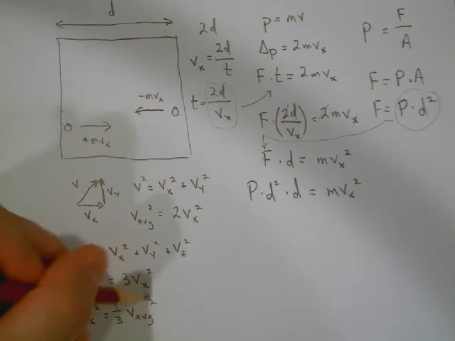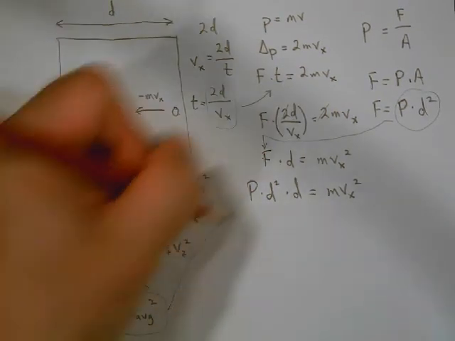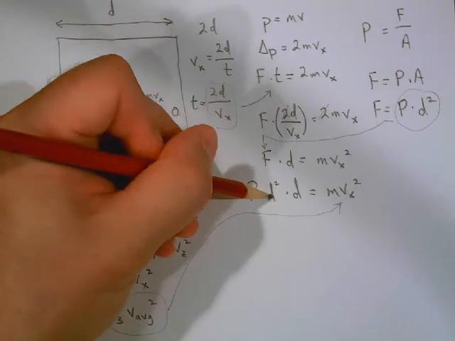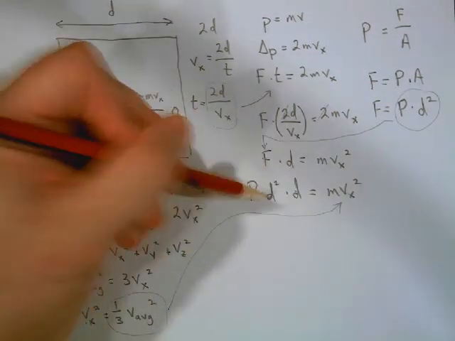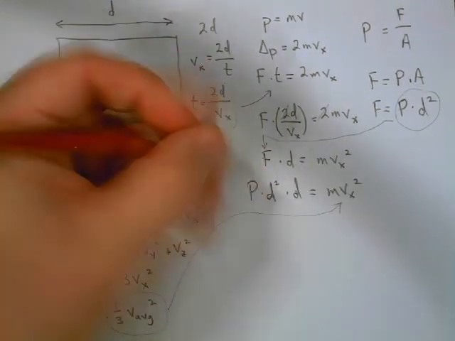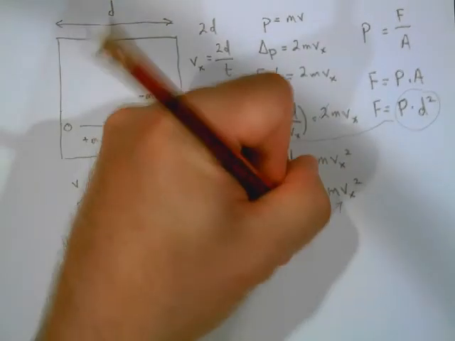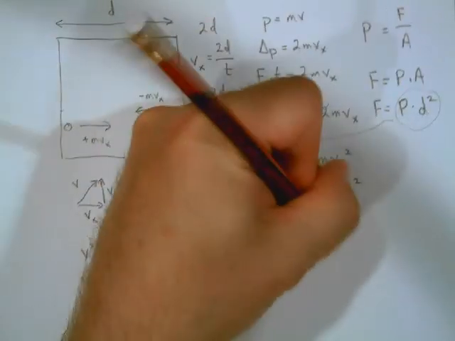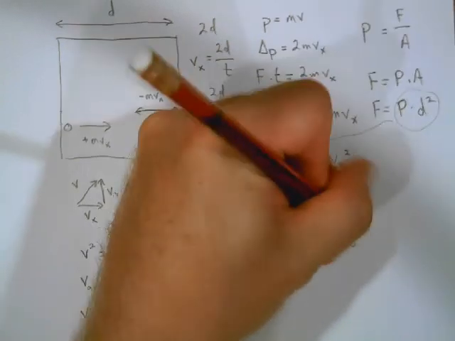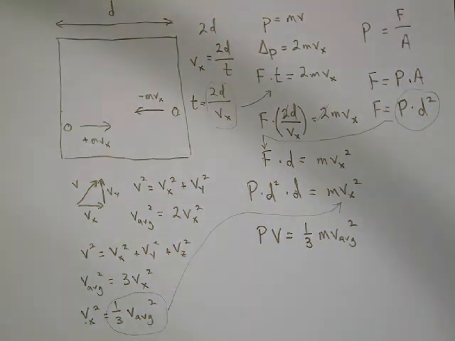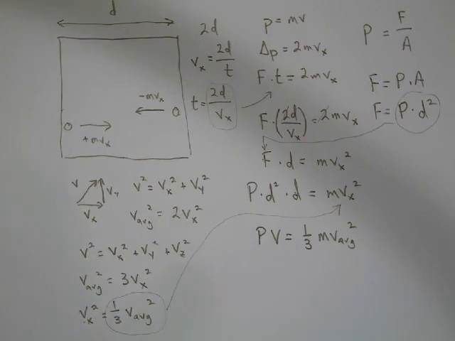And then in general, because I want to do this in general, I'm going to take this and plug it into Vx, and look, here I have d squared times d. Oh, that's d cubed. What is that? Oh, that's the volume. So I get pressure times volume equals 1/3 mv average squared. Okay? So all I did is I just plugged some stuff in.